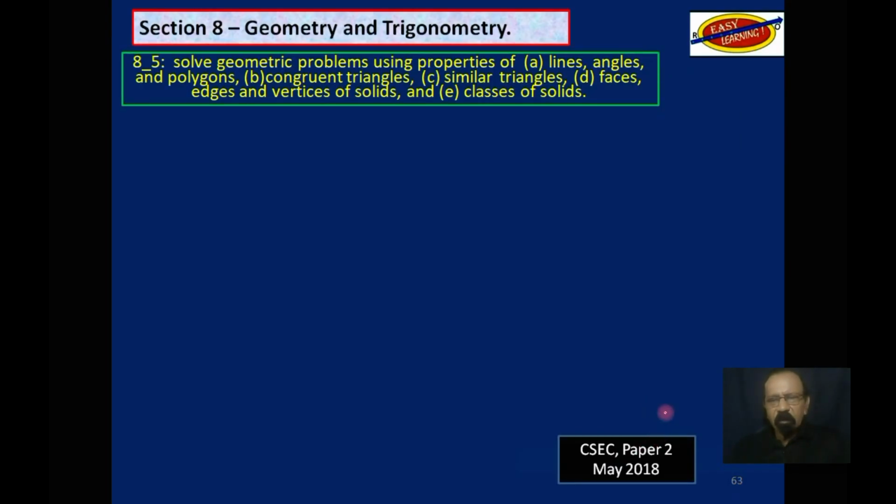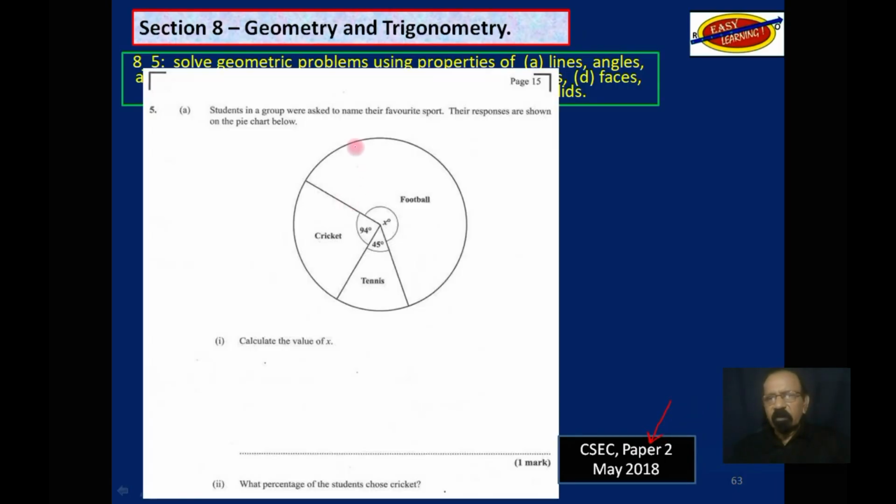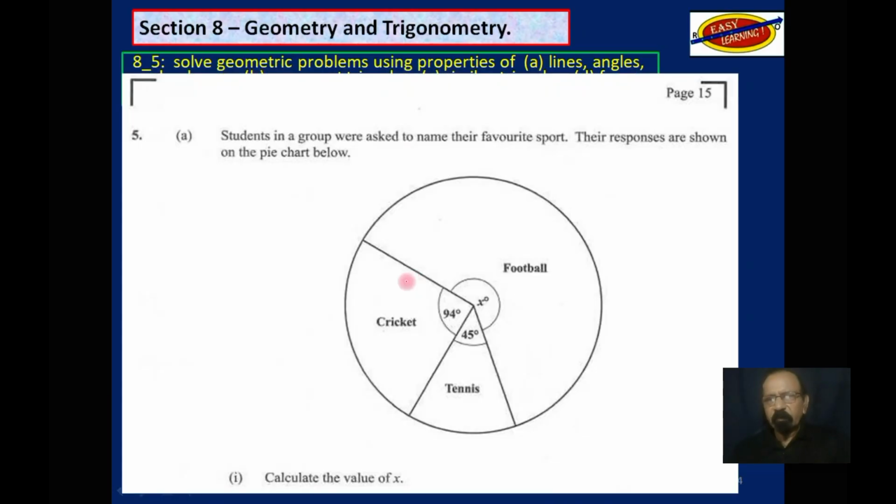So let's look at an actual CSEC question, well, part of the question. So you have this circle here. And the question, let's see it a little closer. So this is a circle. It's a pie chart: football, cricket, tennis. You have to calculate x. What is the value here of x?